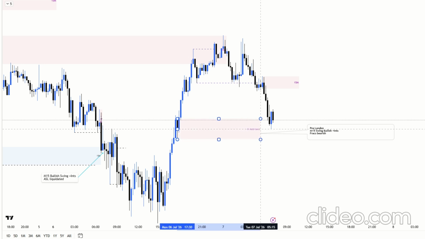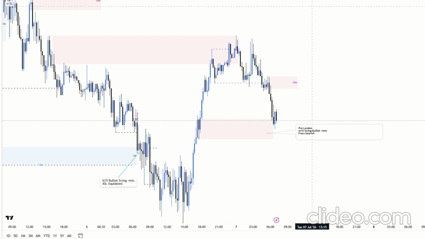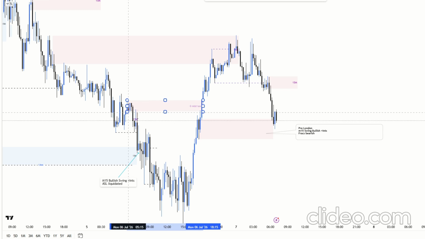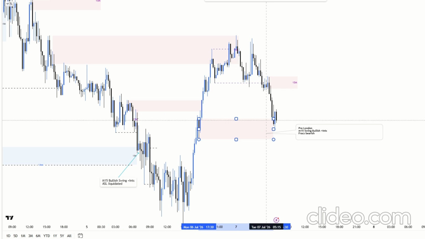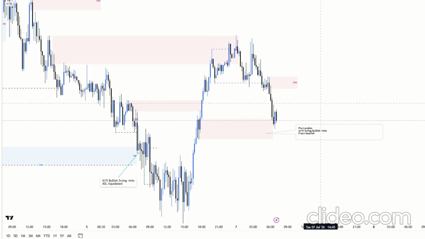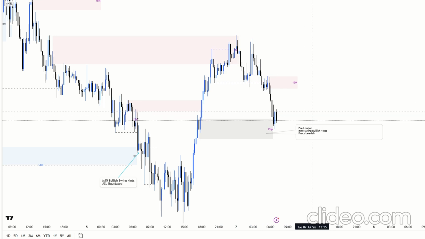This demand led to a break of structure and also flipped this supply here. So this demand is a flip zone. This is the supply, this is the demand. So these are 15 minutes flips. So let's wait and see what happens.